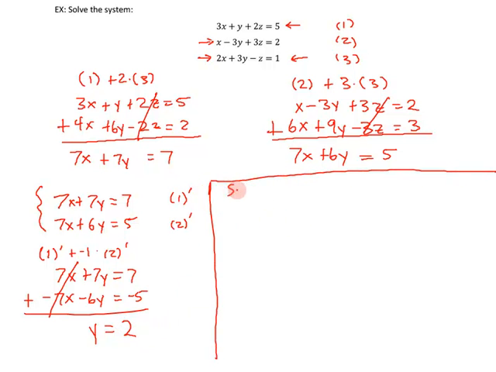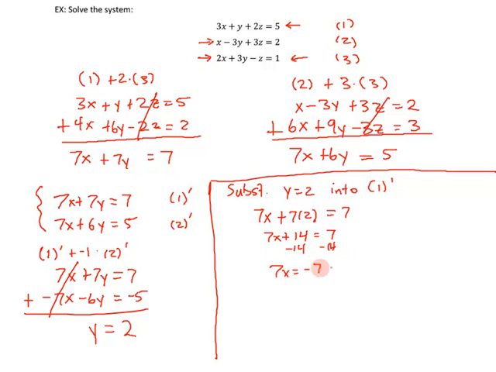Now let's substitute y equals 2 into equation 1 prime. Let's put 2 back in here. So I have 7x plus 7 times 2 is equal to 7. That is 7x plus 14 equals 7. Subtract the 14. I have 7x is equal to negative 7. Divide off the 7. X is equal to negative 1.